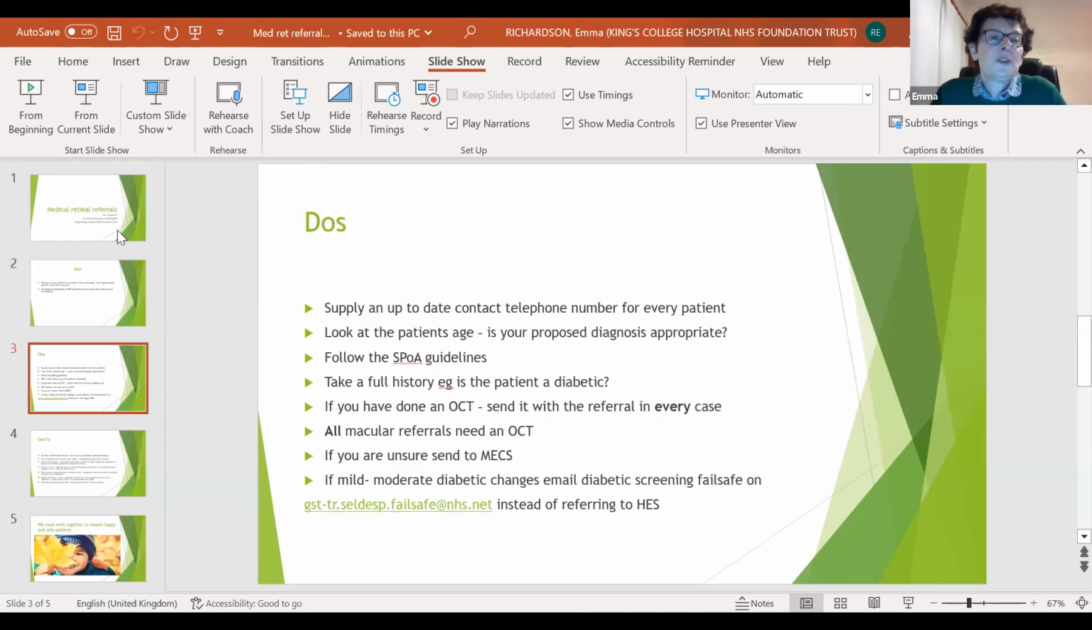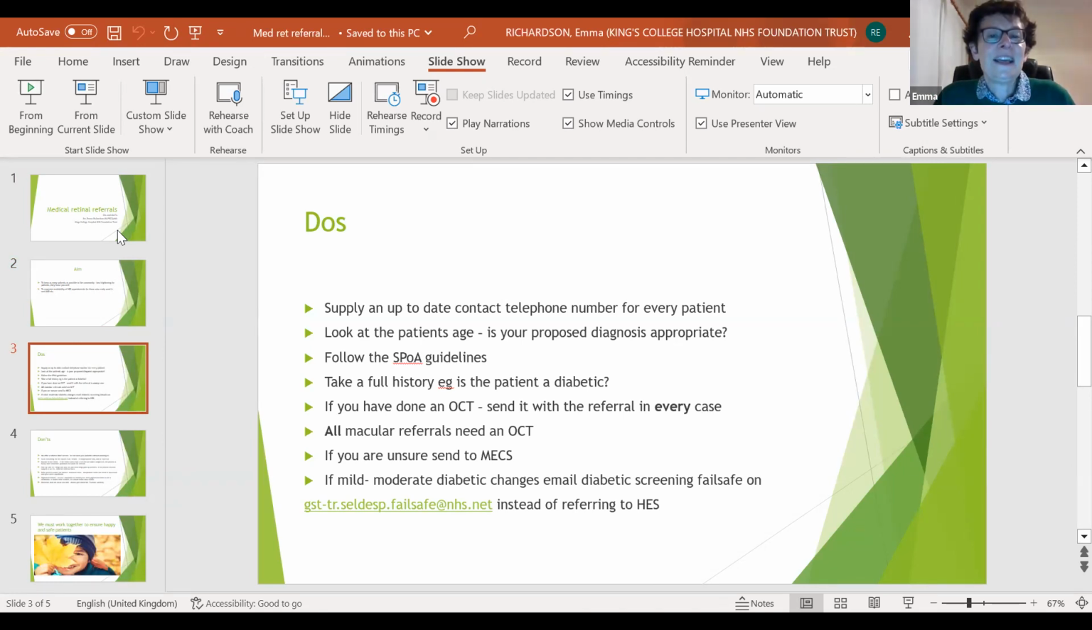So the do's: when making a referral, please supply an up-to-date contact telephone number for every patient. If we get an urgent referral, then we need to ring that patient and say you need to come in. And if we haven't got a number, it's pretty difficult.